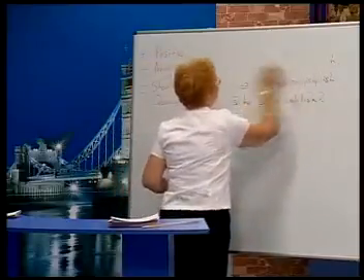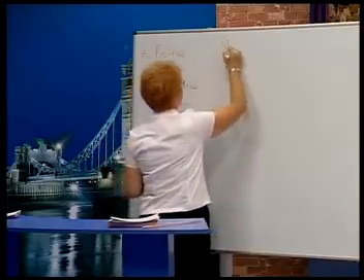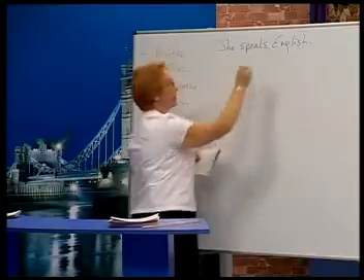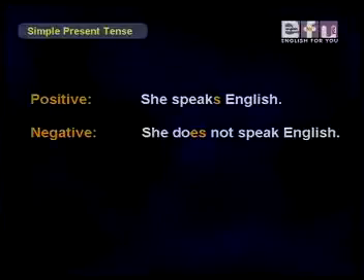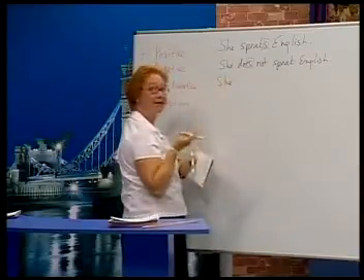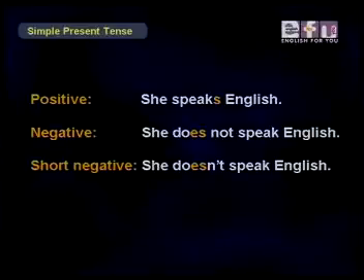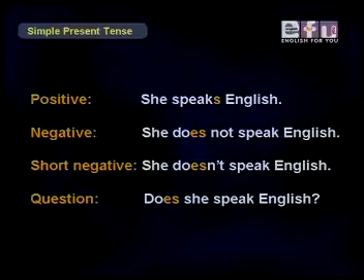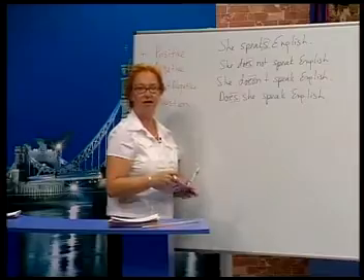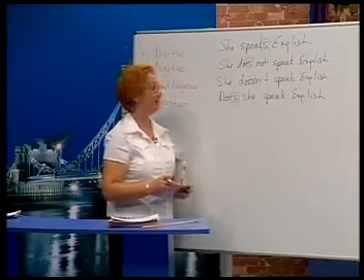Okay. Now, of course, you'll know she very well. She speaks English. There it is. She does not speak English. Here's the helping verb, and here's ES for this. She doesn't speak English, and does she speak English? Again, S, and there's the S sound. She speaks English. She does not speak English. She doesn't speak English. Does she speak English?